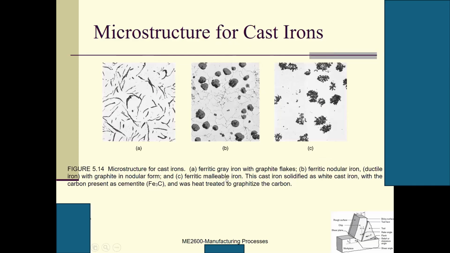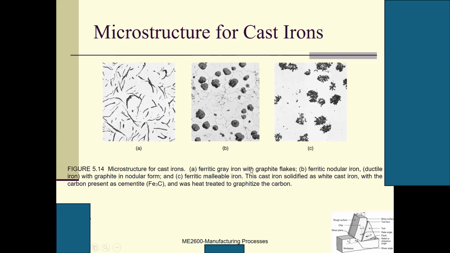So then we talk about the microstructure for cast iron. You might know that cast iron is a very good material for lubrication or for damping, right? To reduce the vibration. And why? After we talk about the microstructure for cast iron, you will know, because we have graphite there.